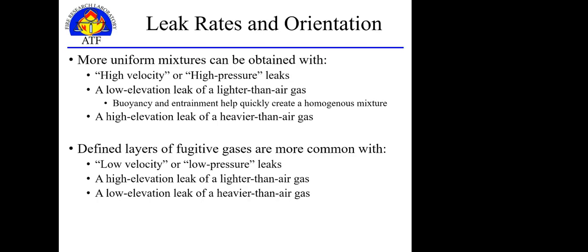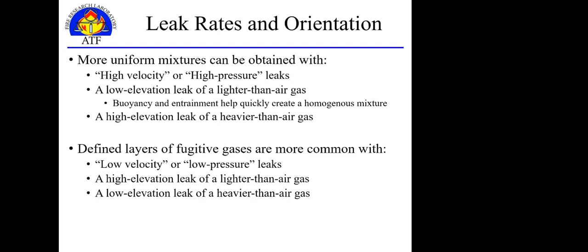We get more uniform mixing when I have a high velocity or high pressure leak, or maybe a natural gas leak at the floor. Because it's lighter than air, it wants to rise in a compartment, and as it does so, it's going to entrain air. That's going to help quickly create a more uniform mixture within that structure or room. The same thing happens with a high elevation leak of a heavier than air gas. As that gas starts to fall, it might also entrain some air, although maybe to a lesser extent, but it will help provide some mixing that way.